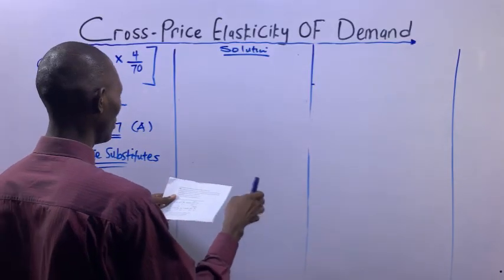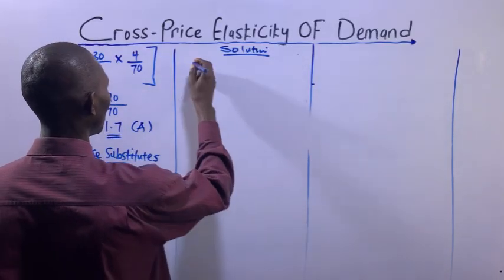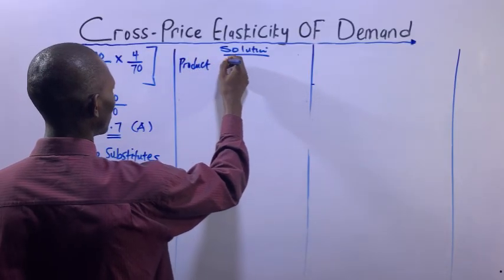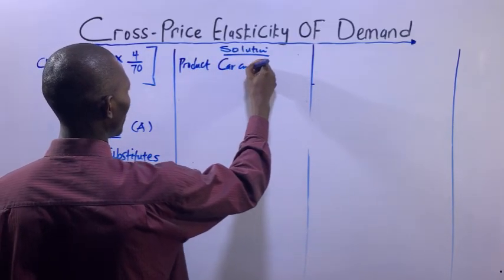So let's go for car and gasoline. So products: car and gasoline.